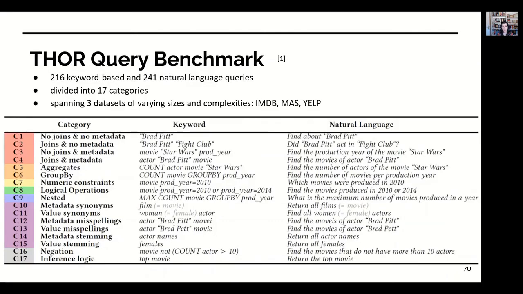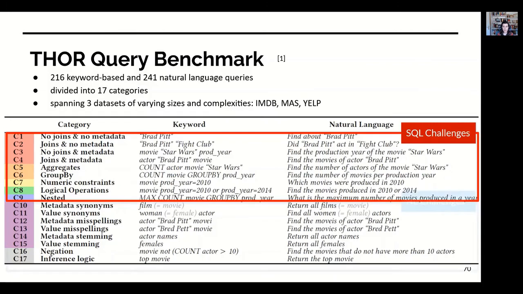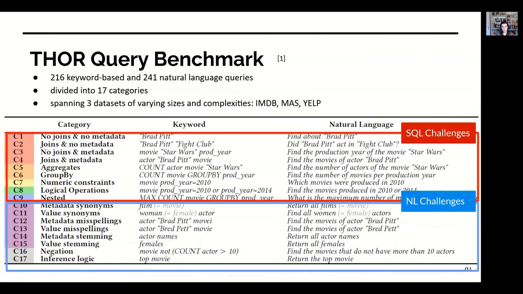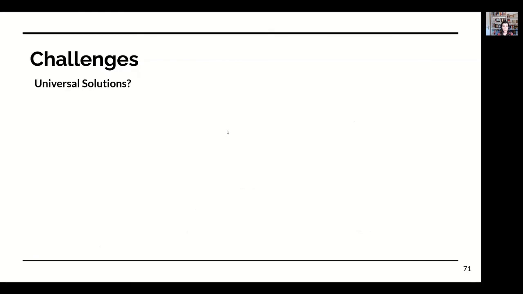Towards this direction, the Thor query benchmark that is presented in SIGMOD this year provides a rich set of queries categorized over 17 different categories and covers both keyword queries and natural language queries. And the focus of our design here was to cover different SQL challenges as well as different natural language challenges. So when we test different systems, we are able to understand where each system excels and where each system struggles to find answers, if it finds any answers at all. Now, what about the quality of the solution?